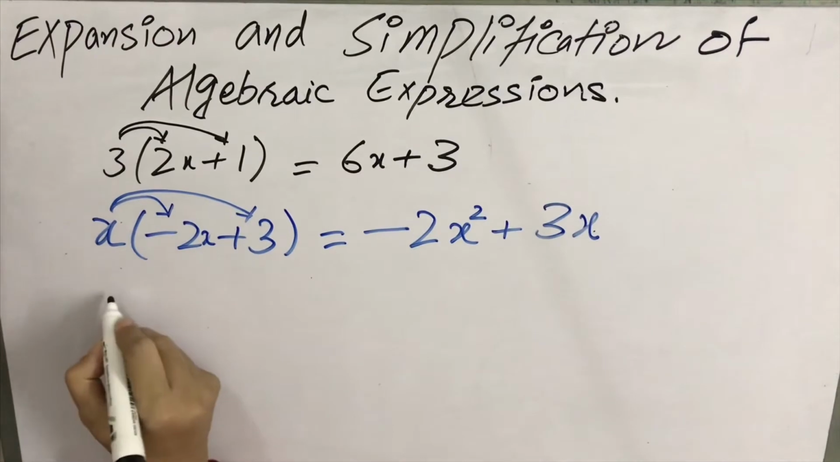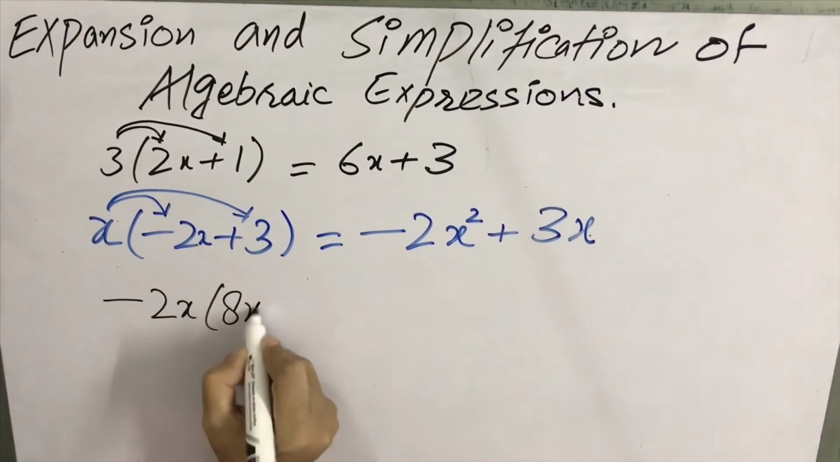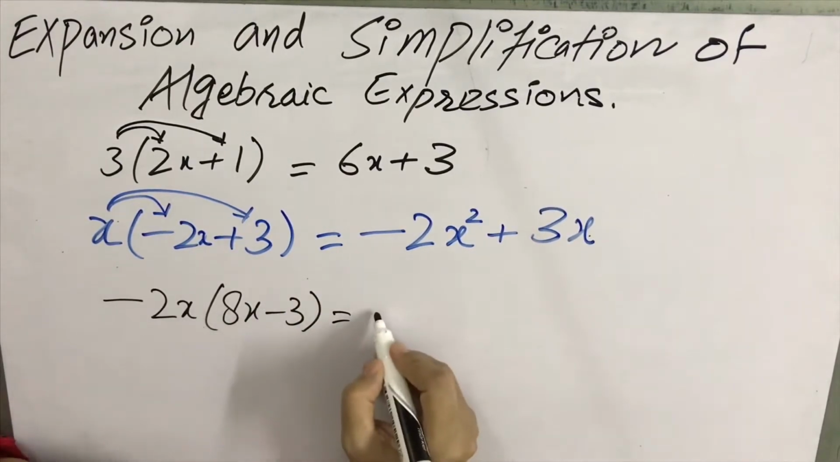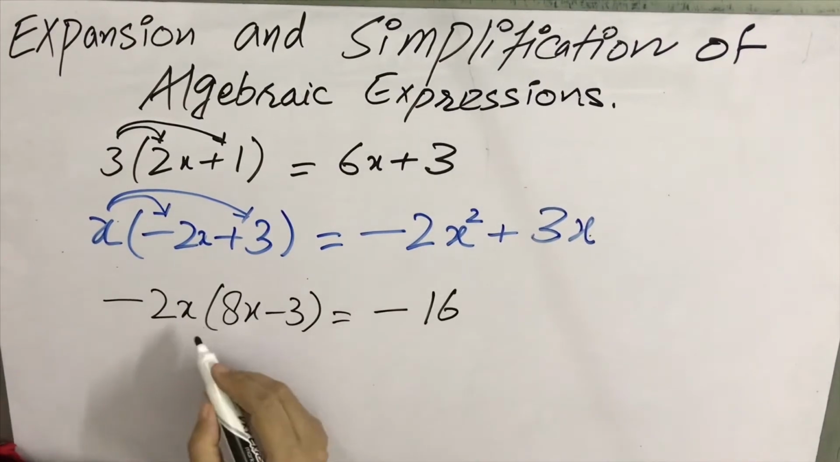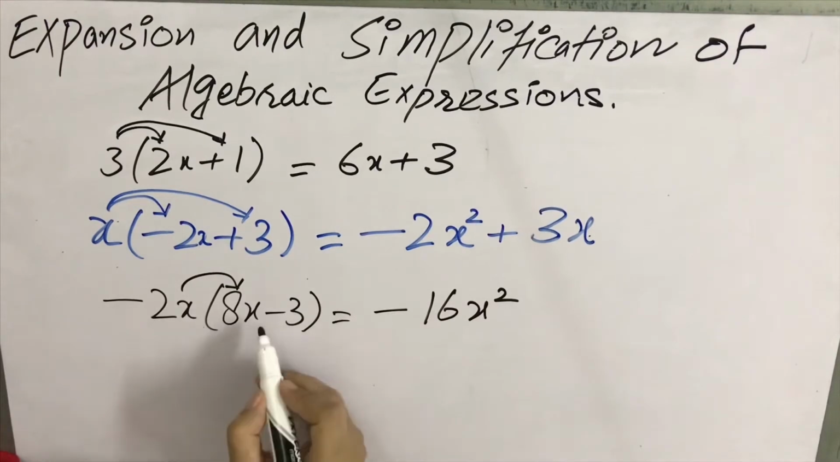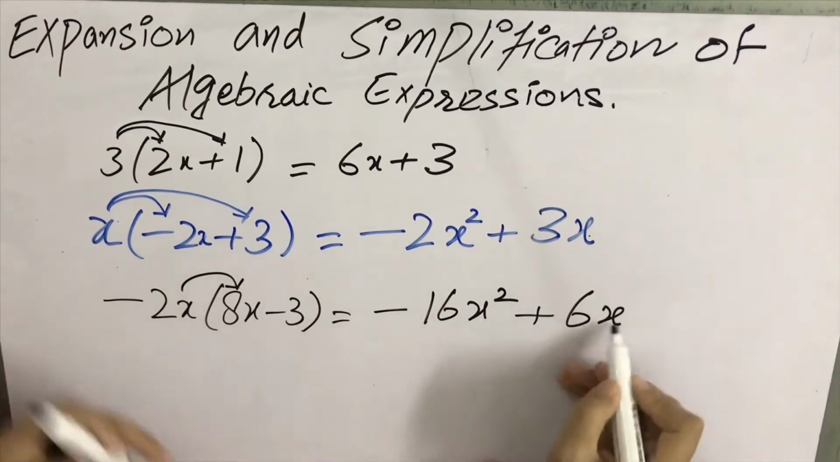Okay, if I take minus 2x bracket 8x minus 3, I shall multiply this minus 2 with 8. Minus 2 8s are minus 16. X into x, this x square, and the minus sign will change the inner sign. You will have plus 3 2s are 6x.